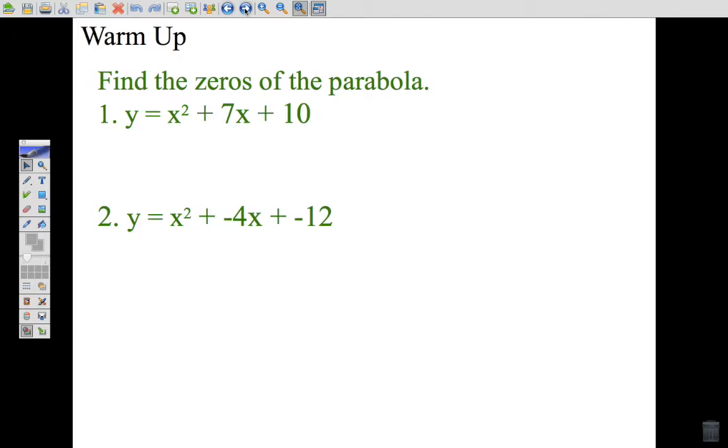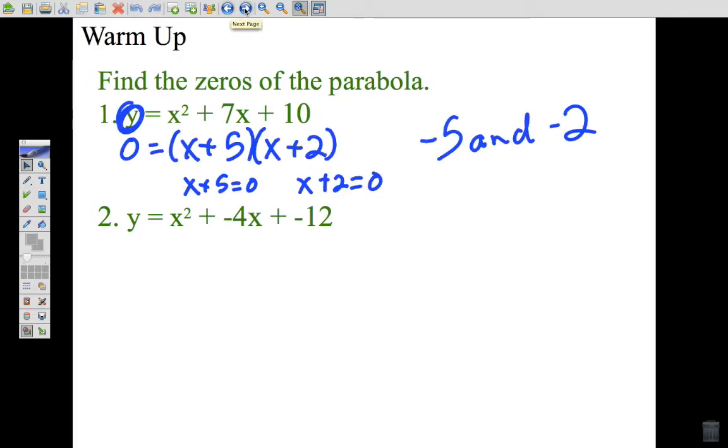Another technique would be to factor the equation. You're looking for factors of 10 that sum to 7. And when you factor it into x plus 5 times x plus 2, because 5 times 2 is 10, and 5 plus 2 is 7, you would then set each of those individual factors equal to 0. What you've created is a multiplication problem whose product is 0. One of the factors is x plus 5, the other factor is x plus 2.